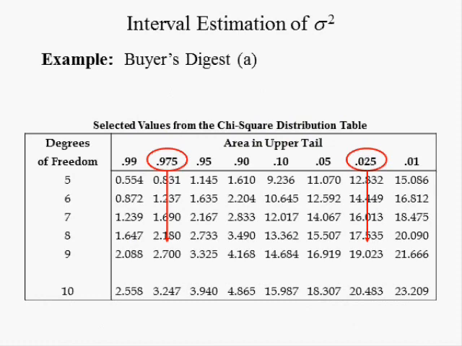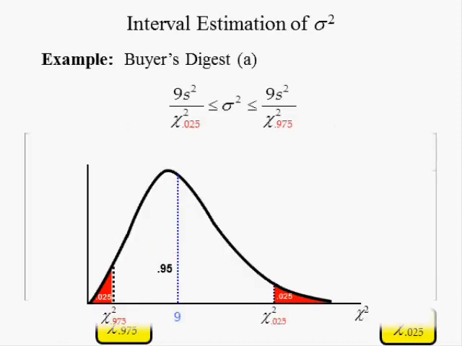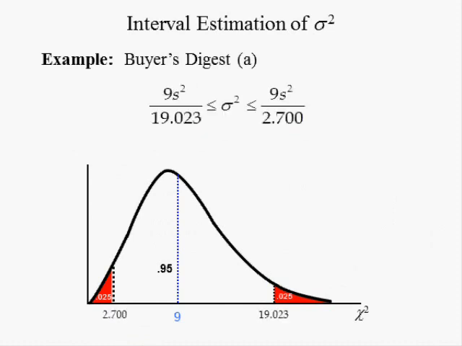The chi-square critical values are found in the chi-square distribution table in columns 0.025 and 0.975 and the row corresponding to degrees of freedom equal to 9. The lower critical value is 2.7, while the upper critical value is 19.023. Substitute critical values 2.7 and 19.023 into the interval estimate. All that remains is to compute the sample standard deviation.